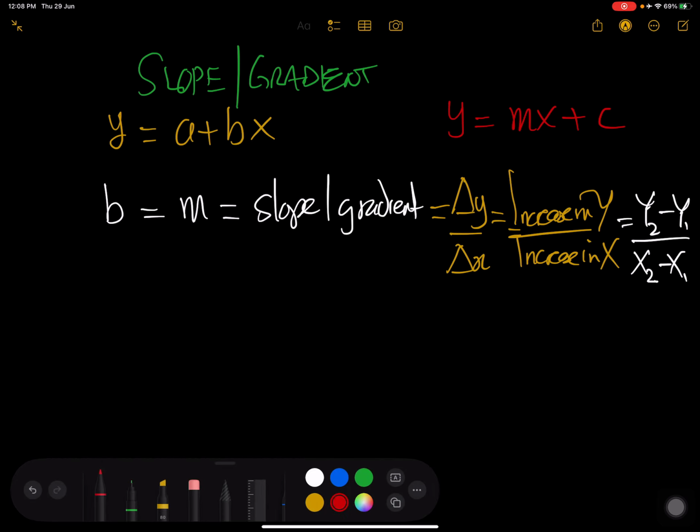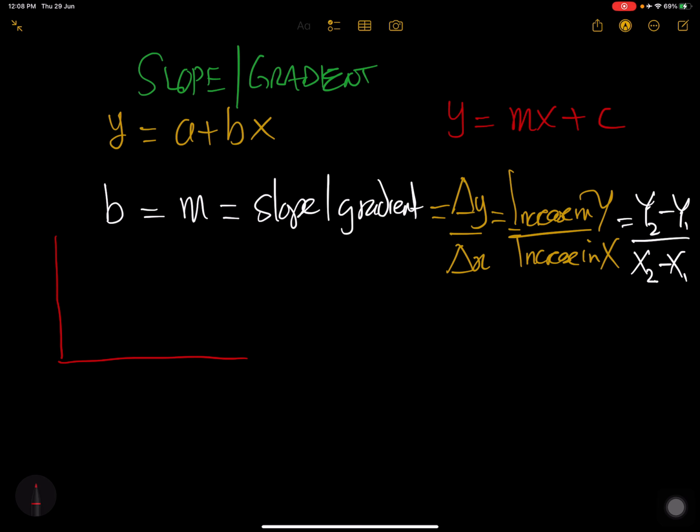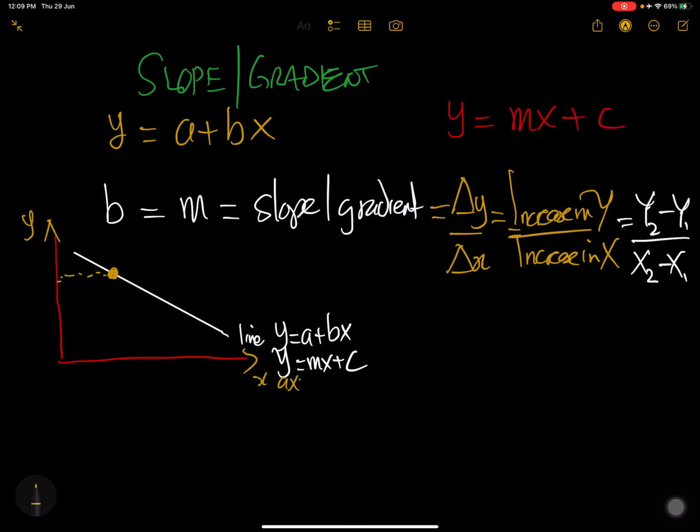To look at that graphically, let's imagine we have a line. This is a straight line, and we are calling this line y is equal to a plus bx, or y is equal to mx plus c. Now imagine we have a point. Let's just for a second create a point. So this is our first point, and this is the y-axis, don't forget, and this is the x-axis. All right, y-axis and x-axis.